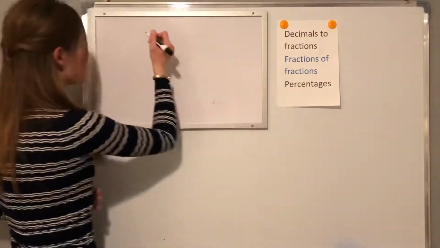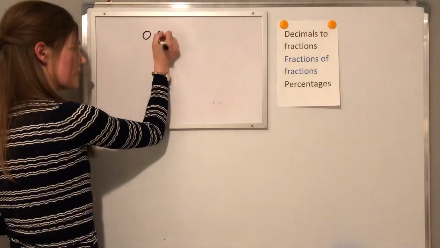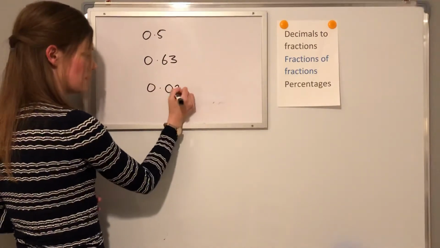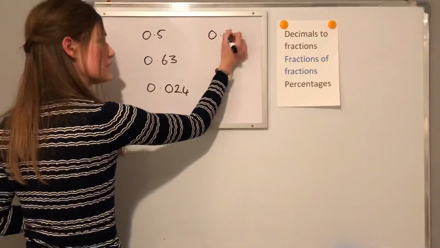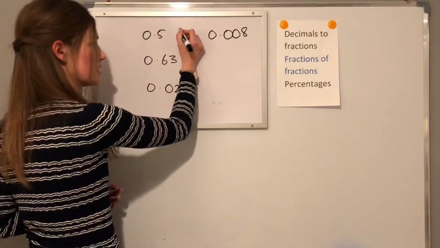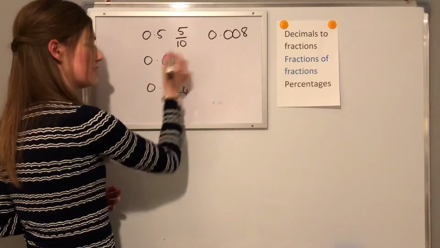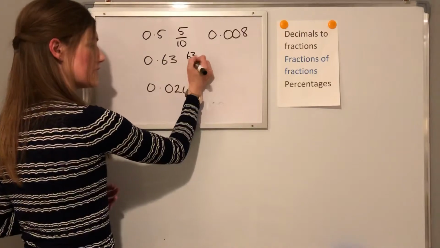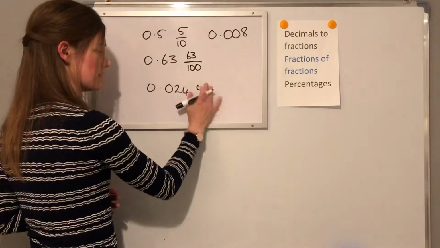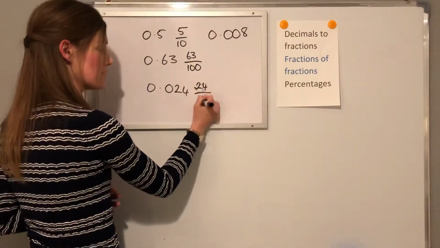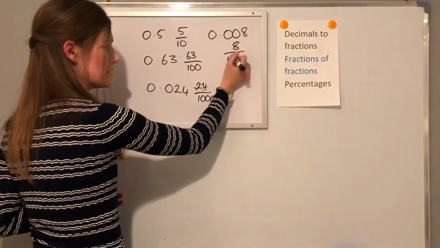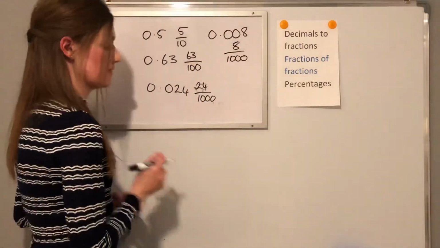Right, so let's try a few. If you had 0.5, 0.63, 0.024, 0.008. Okay, so this one is going to be 5 out of 10. 63 out of 100 and 24 out of 1,000, and again this one 8 over 1,000.